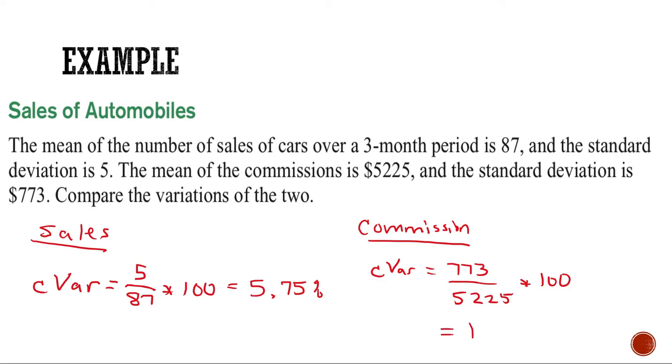So the rule here is that the bigger the coefficient of variation is, that indicates that data is more spread out. So the commission data, because the 14.79 is bigger than the 5.75, would be more dispersed or more spread out, however you want to look at that wording. All right, so that's an example of coefficient of variation where you are comparing two standard deviations.